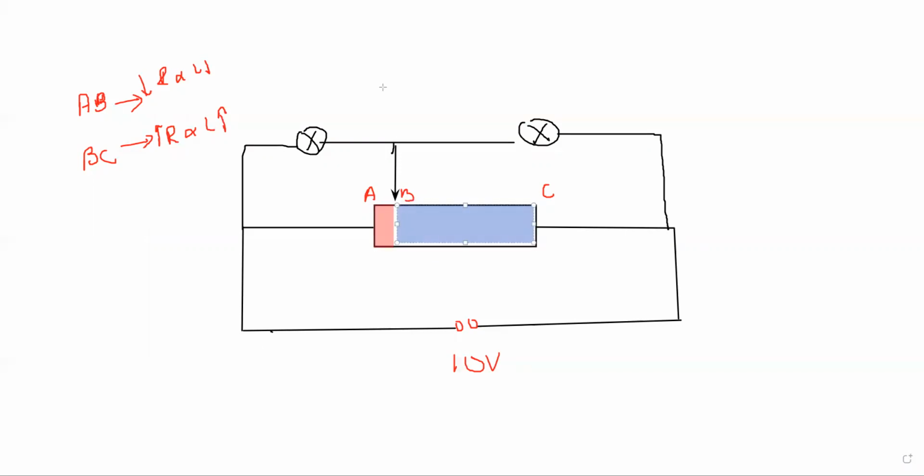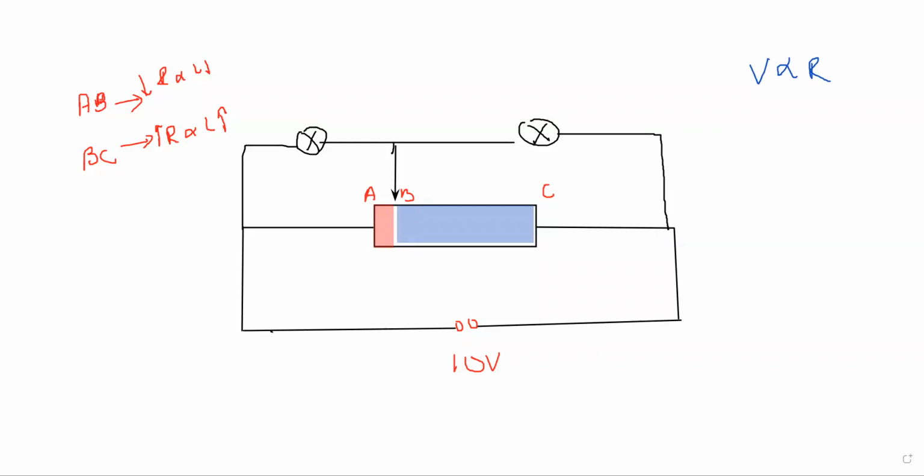So in which region will I have more voltage, BC or AB? Which region will have more voltage drop? Which region will have greater voltage, like more energy used? Because voltage and resistance are directly proportional. The one which has a high resistance, the charges have to use more energy in that component.